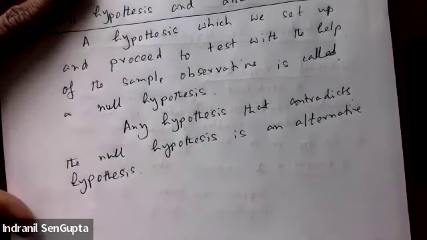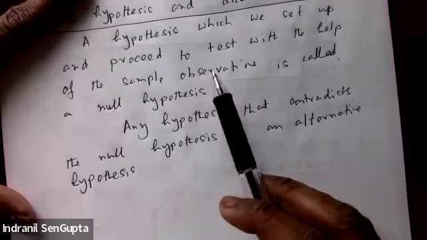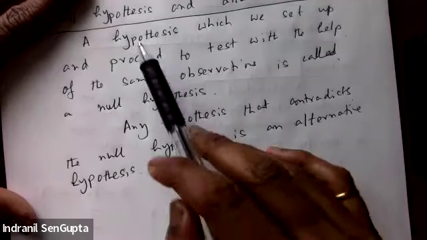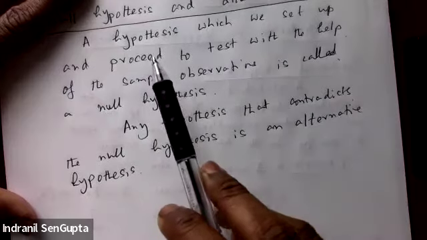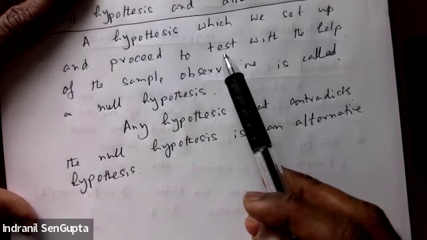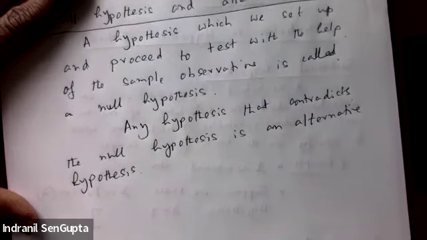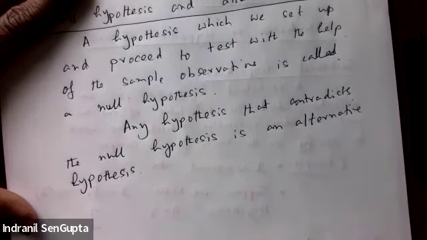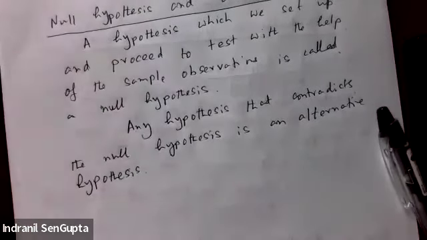According to Fisher, one of the greatest all-time statisticians, what is a null hypothesis? According to Fisher, a hypothesis which is tested for plausible rejection under the assumption that it is true is a null hypothesis. Okay, and we'll be discussing this.